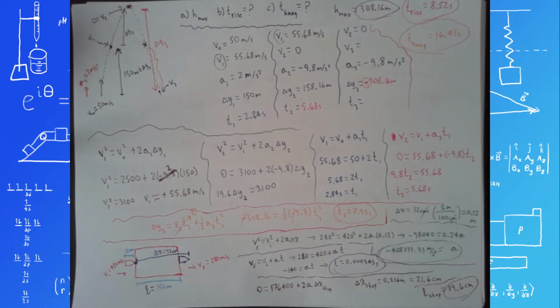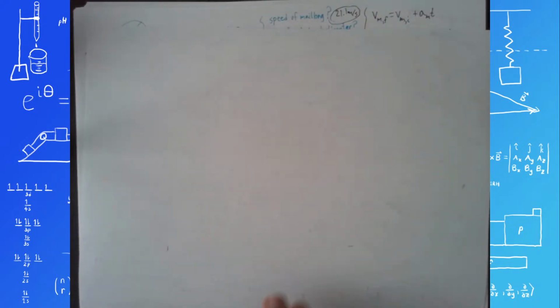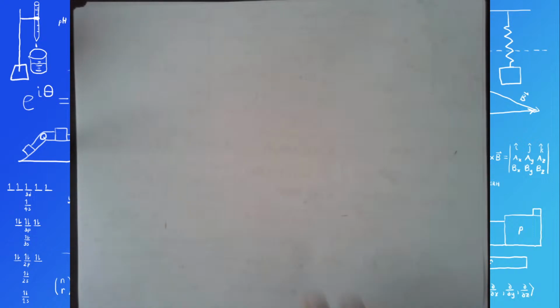Okay, next problem. 2 objects in free fall. We haven't done these yet. A ball is thrown upward from the ground with an initial speed of 25 meters per second. At the same instant, another ball is dropped from a building 15 meters high. After how long will the balls be at the same height?